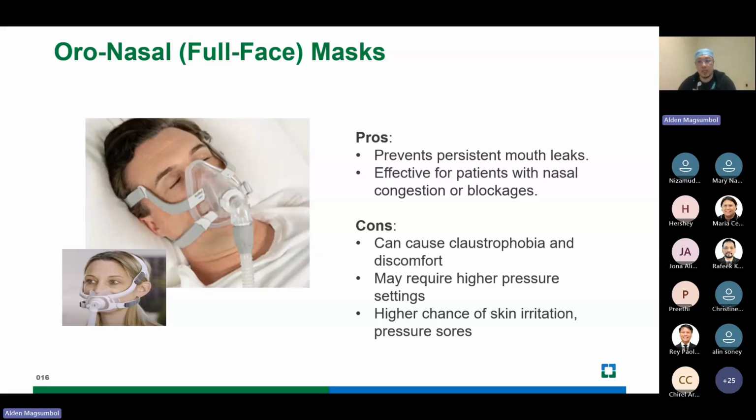If they have flu-like symptoms too, I had a patient a few weeks ago with that, and he said it worked for him. It can also cause claustrophobia and discomfort. It may require higher pressure though. This is because of the larger surface area, and there's sometimes a higher chance of exposure for patients with skin irritation or pressures.